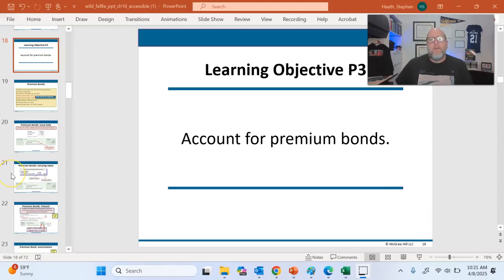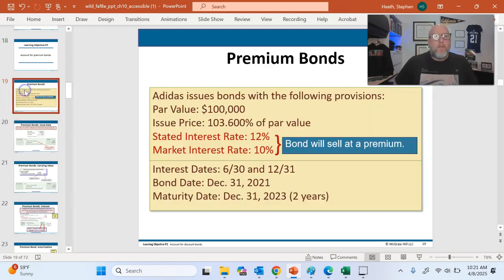All right, accounting for bond premiums in this video. Just a reminder, like issuing at a discount, we are going to issue at a premium, and by that we are saying the sale price of the bond is going to be greater than the face value. Face value, par value, same concept. But we're saying the face value or the par value is 100,000, but we are going to sell the bond for more than that.